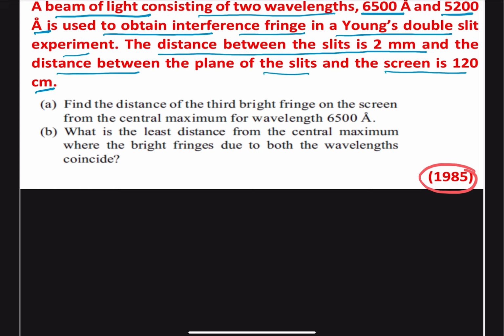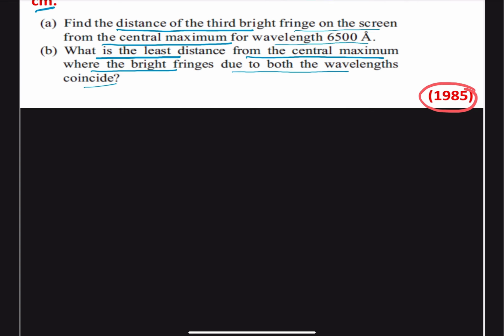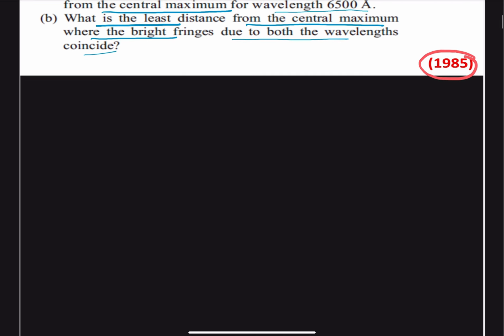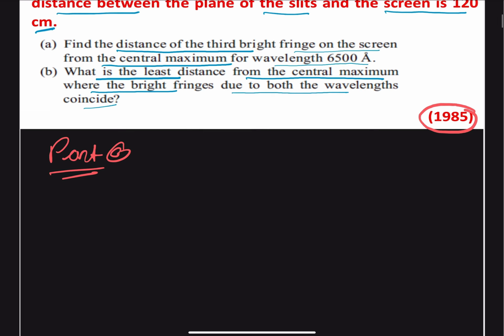Part A asks: find the distance of the third bright fringe on the screen from the central maxima for a wavelength of 6500 angstrom. And part B: what is the least distance from the central maxima where the bright fringes due to both wavelengths coincide. So first of all, we are going to solve part A. In part A, we have to find the distance of the third fringe for the wavelength of 6500 angstrom.